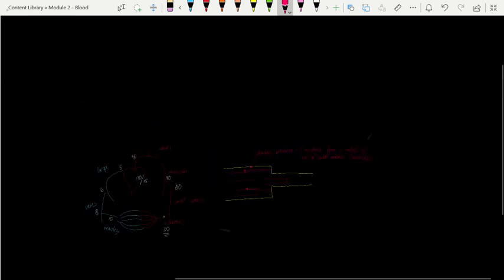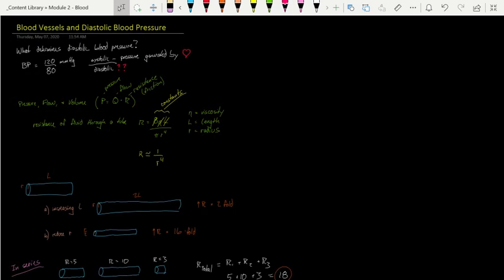So if we were to sum up, we started with the question, what determines diastolic blood pressure? And for the average person measured in the arm, this is going to be about 80 millimeters of mercury. To understand this question, we have to understand the relationship between pressure, flow, and volume. Specifically, when it comes to resistance, okay? So as resistance increases, pressure increases. As flow increases, pressure increases.